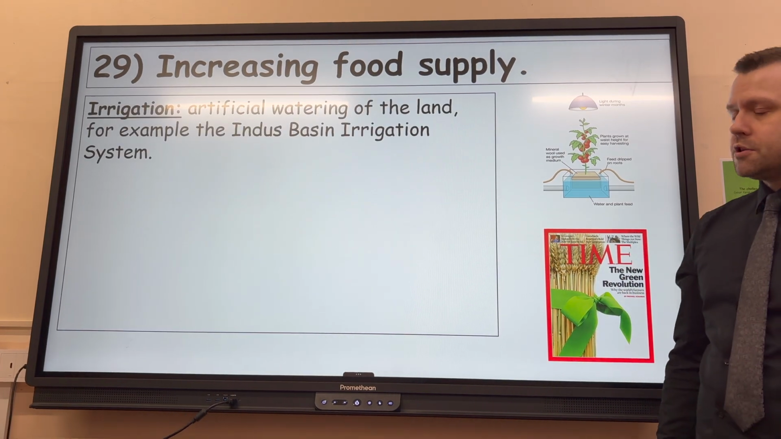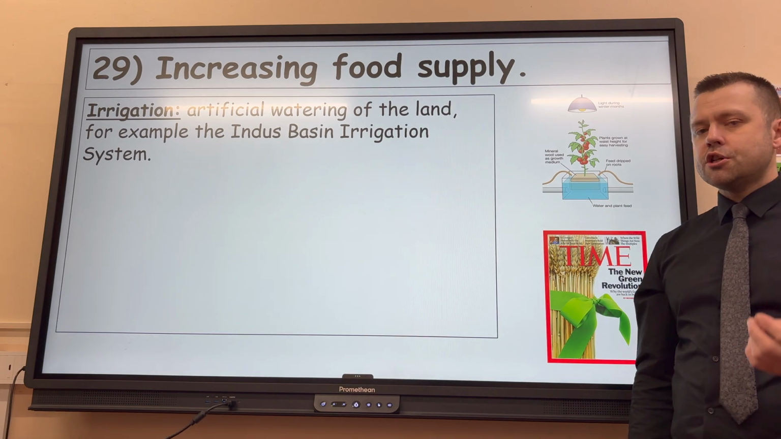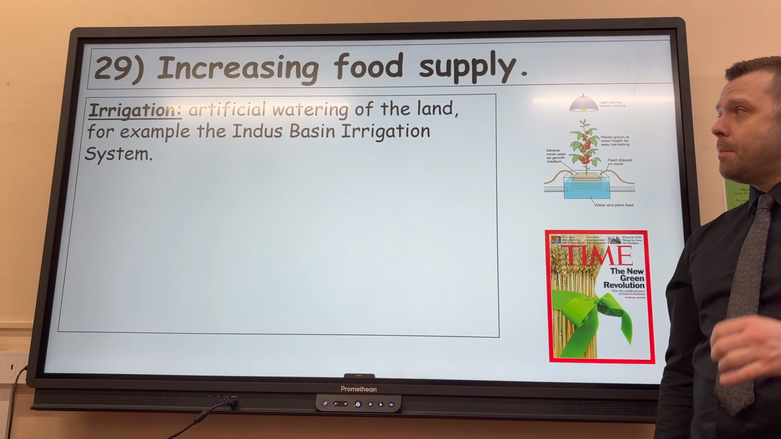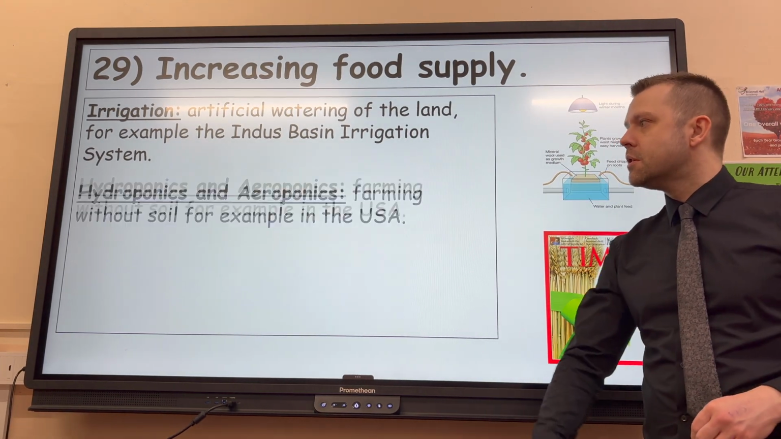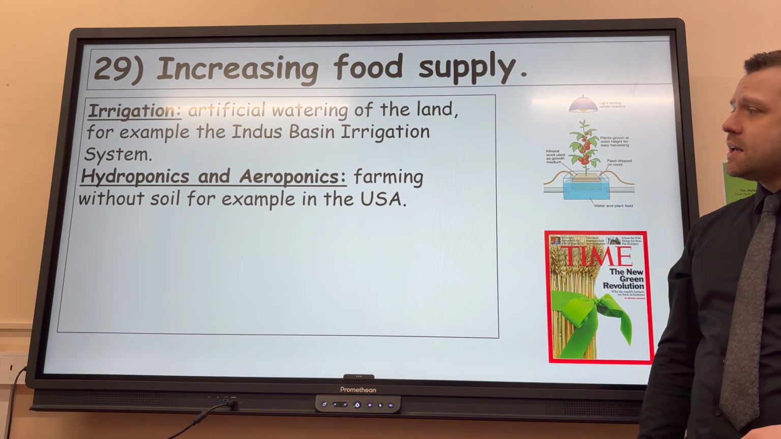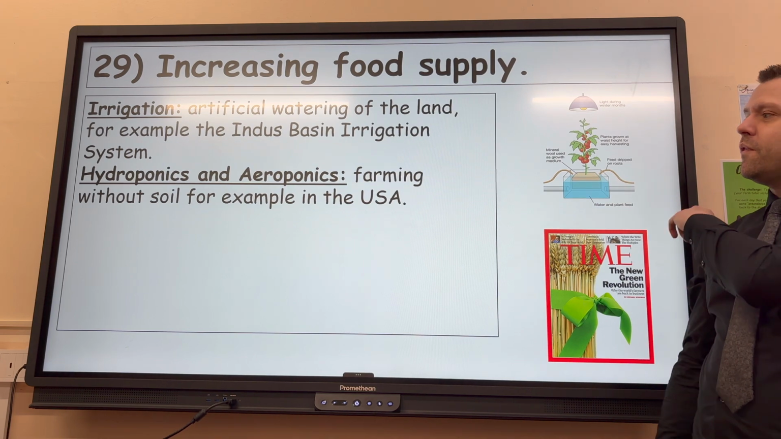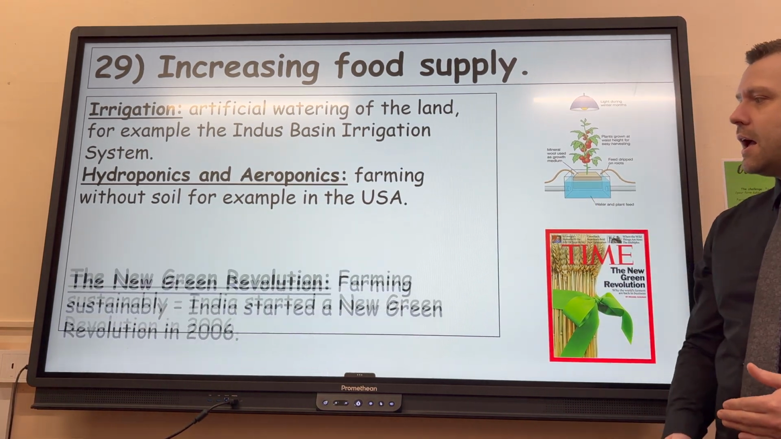Increasing food supply. So there's several strategies for this. The first one is irrigation, which is artificial watering of the land, and for this we can use the example in India and Pakistan, the Indus Basin Irrigation System, or IBIS. Another more high-tech example is using hydroponics and aeroponics, which is farming without soil, and an example we can use for that is the USA.